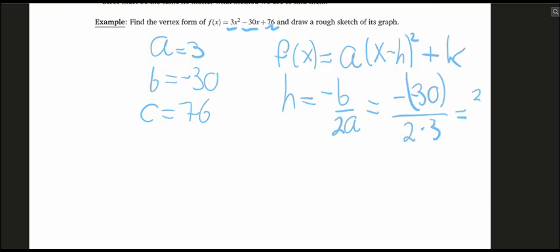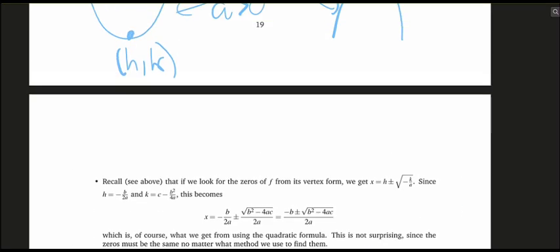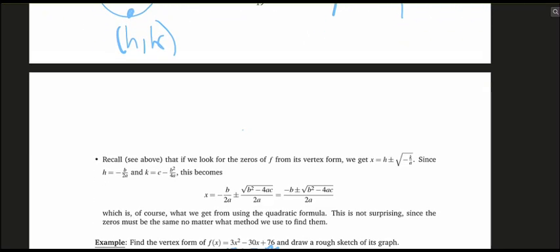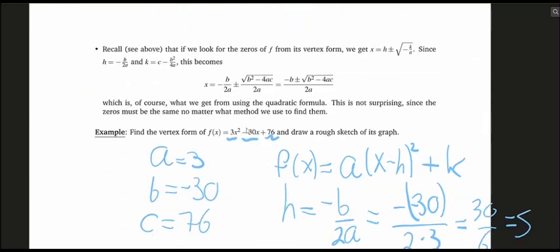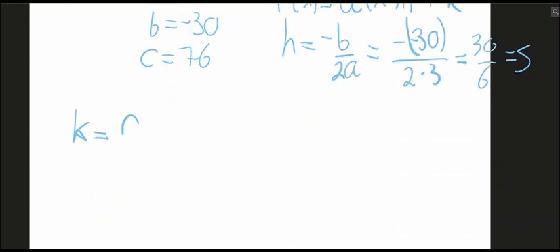So that is going to be plus 30 divided by 6, and that's going to be a 5. Good, that's your h. What about your k? Your k is going to amount to c minus b squared over 4a.